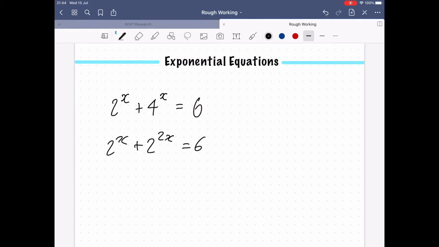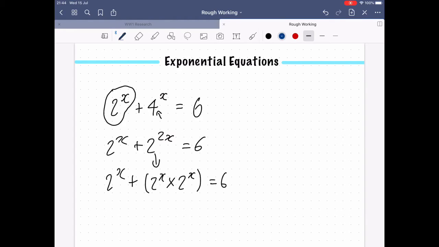So here you choose the most simplified one. So here we choose 2^x, and we see that 4^x can be simplified to the power of 2x. So this is really just 2^x times 2^x, and 2^x is the common ground. And what we would do here is we would give it another algebraic value. So here I'd just give it a capital A, so that we can simplify this exponential equation that we are not familiar with into something more familiar, which is a quadratic equation.